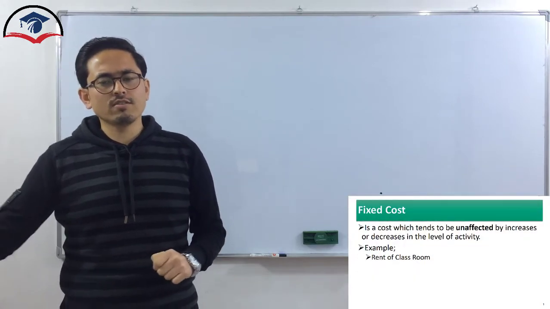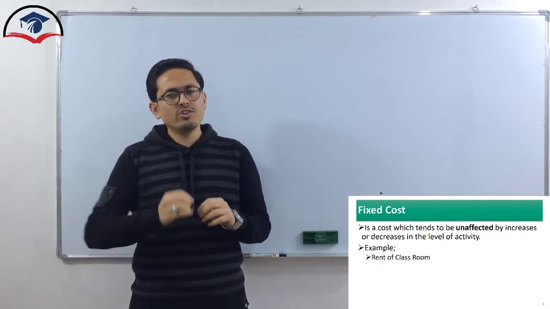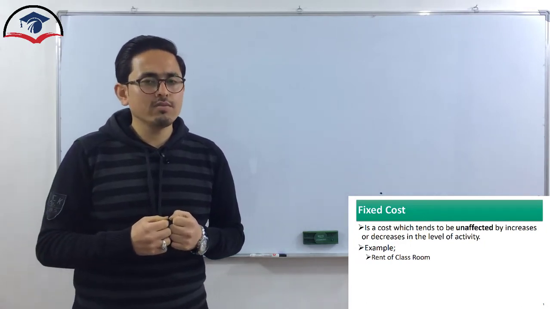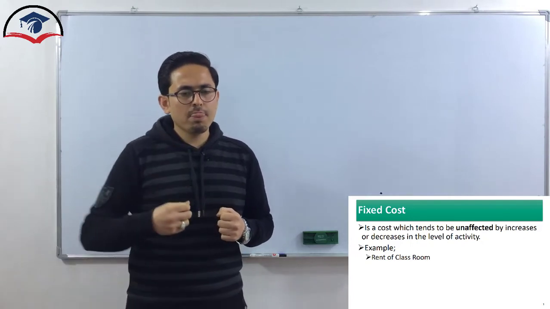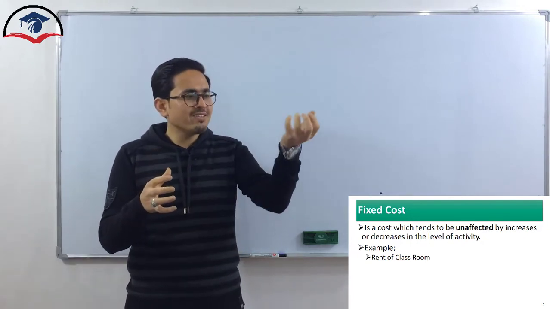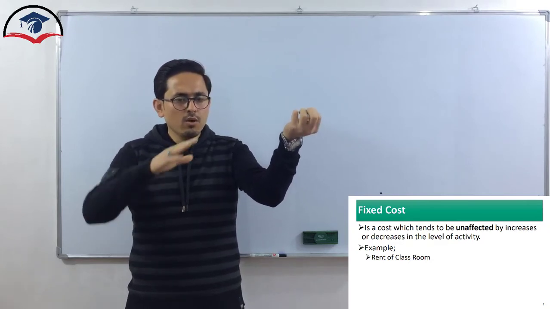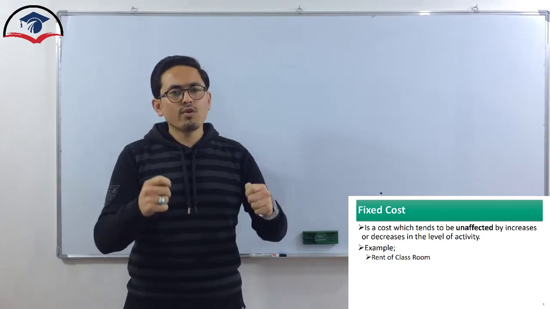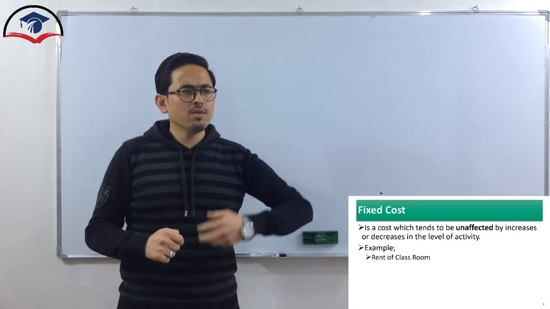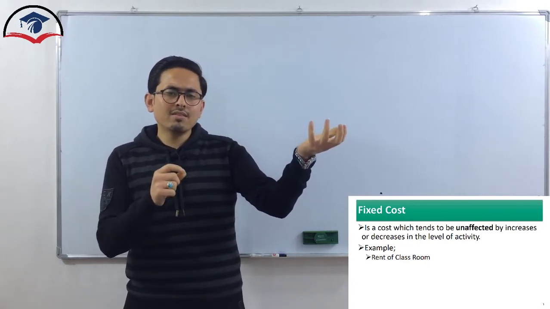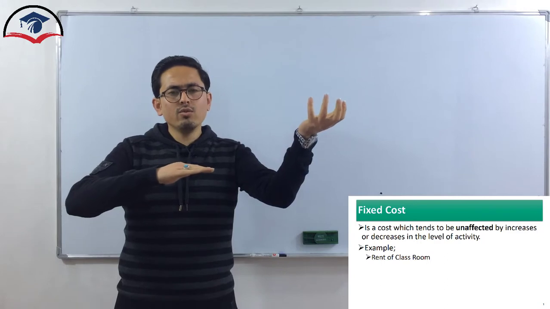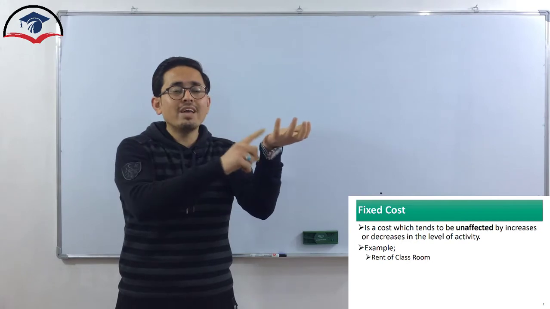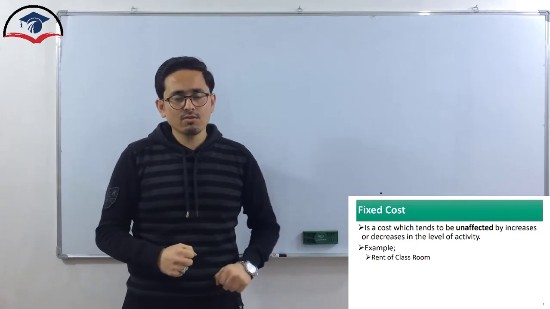What is fixed cost? It is a cost which tends to be unaffected by increase or decrease in the level of activity. What does it mean? A cost which will stay the same, fixed, when my level of activity goes down or up. This is called fixed cost. For example, rent of a classroom will stay the same on a monthly basis. It will be fixed whether you have 1 student, 2 students, 3 students, 50 students, or 100 students. You will pay the same amount for this classroom.